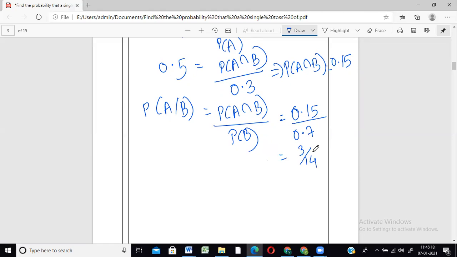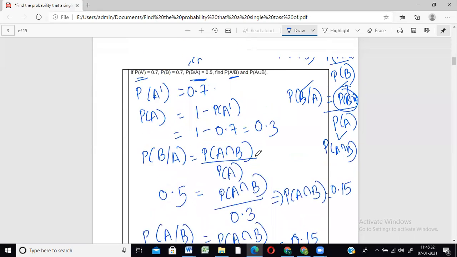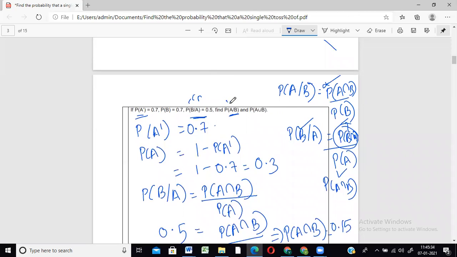Remove the decimals. Multiply 14 by 100 and 15 by 70 will remain, and then you have to cancel and write the lowest form. The lowest form will be 3 by 14. Okay. So A such that B is also found. This value also we have found out. Now the only thing remaining is probability of A union B, correct? How can we find out A union B?